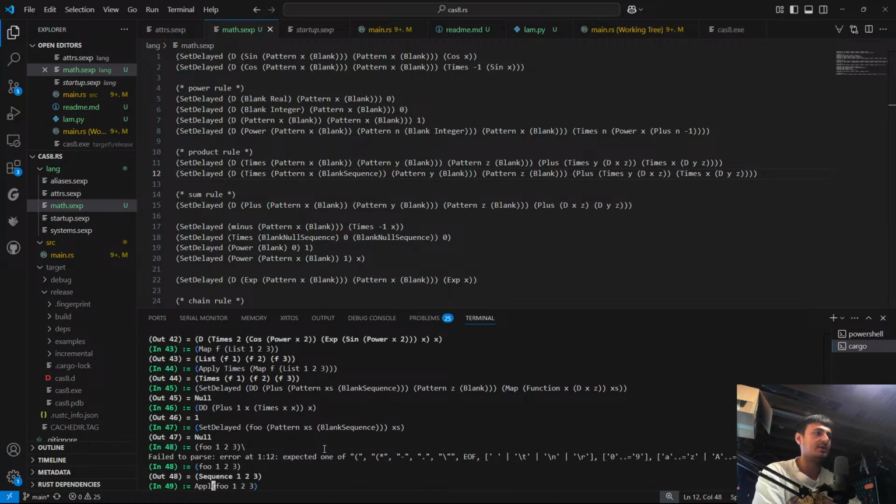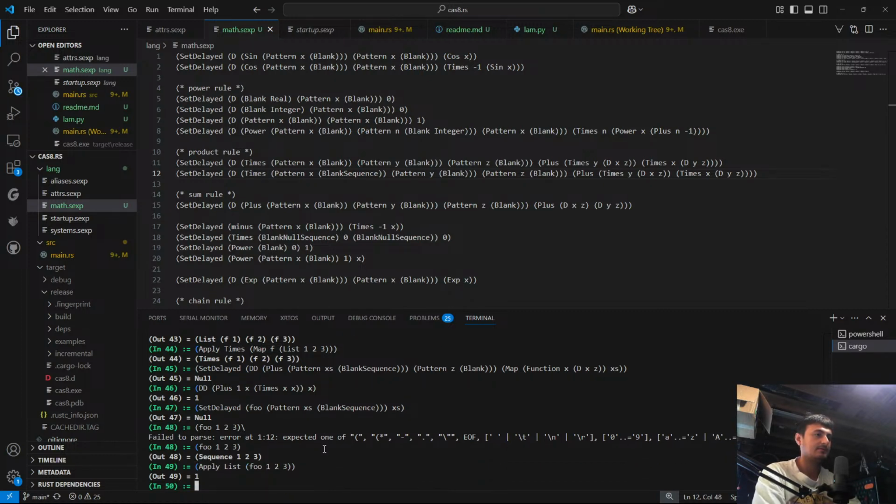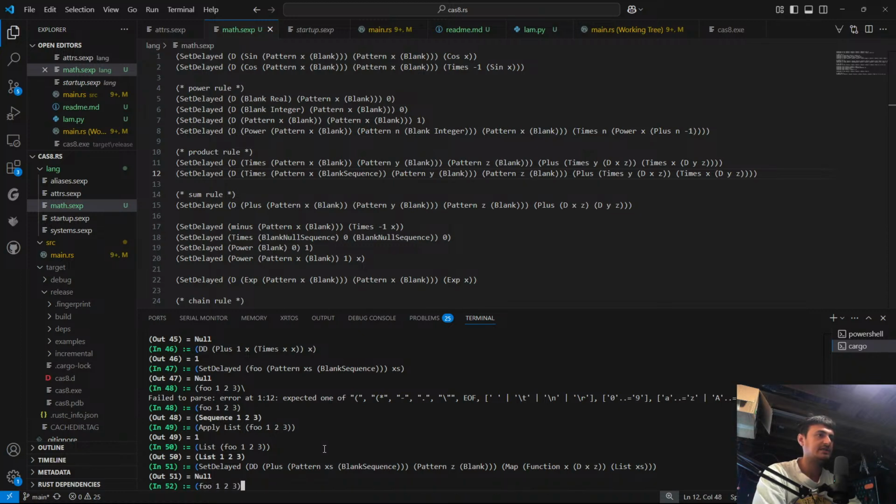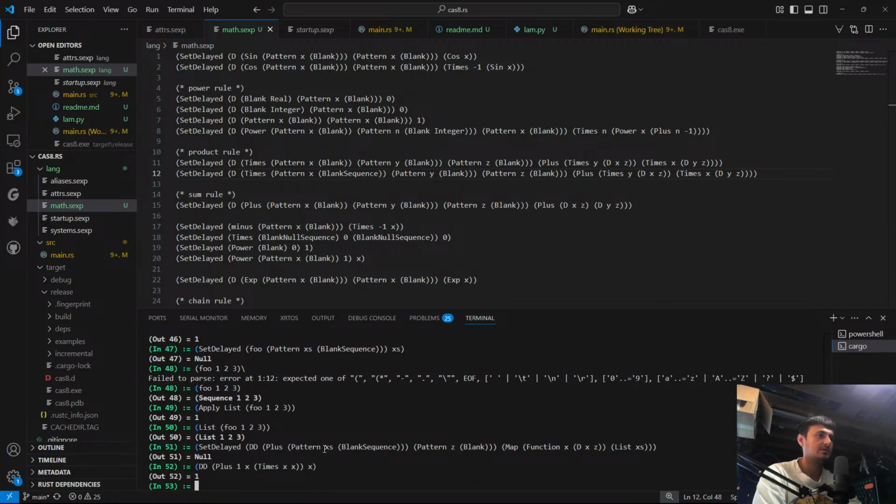But I wonder if I do apply list. Wait, apply list. No, you know what I think all I have to do? I think I just have to delete this. I think maybe we should be able to just do list. And then we're going to try DD. No. God damn it. I really thought that was going to work.